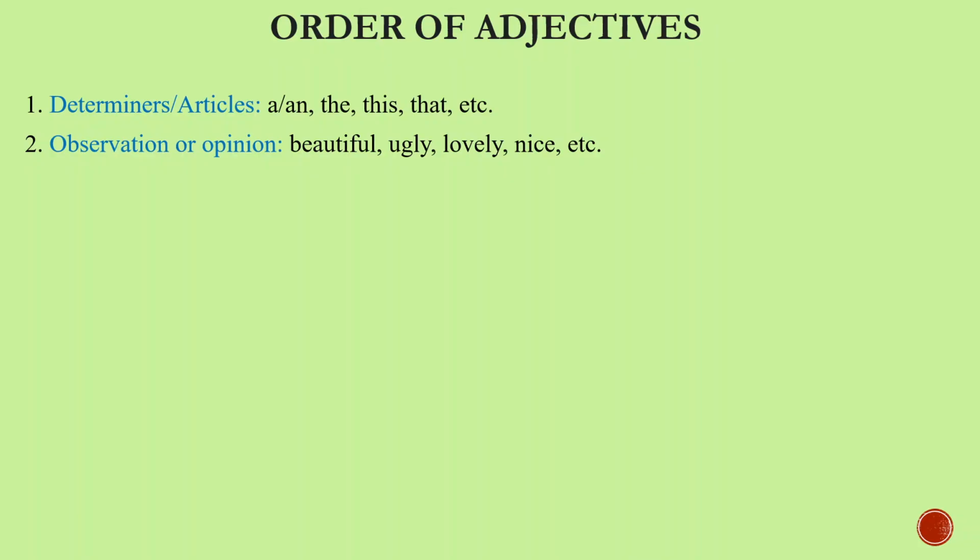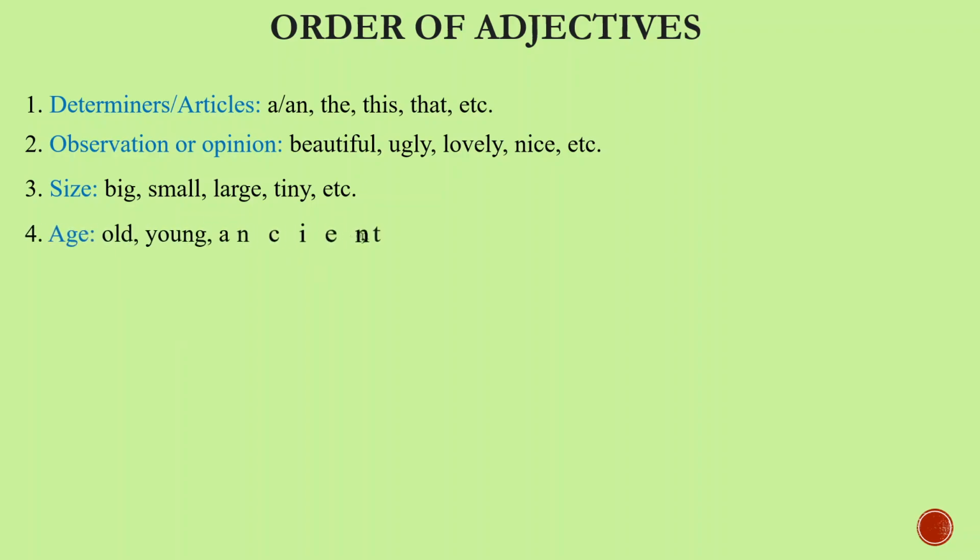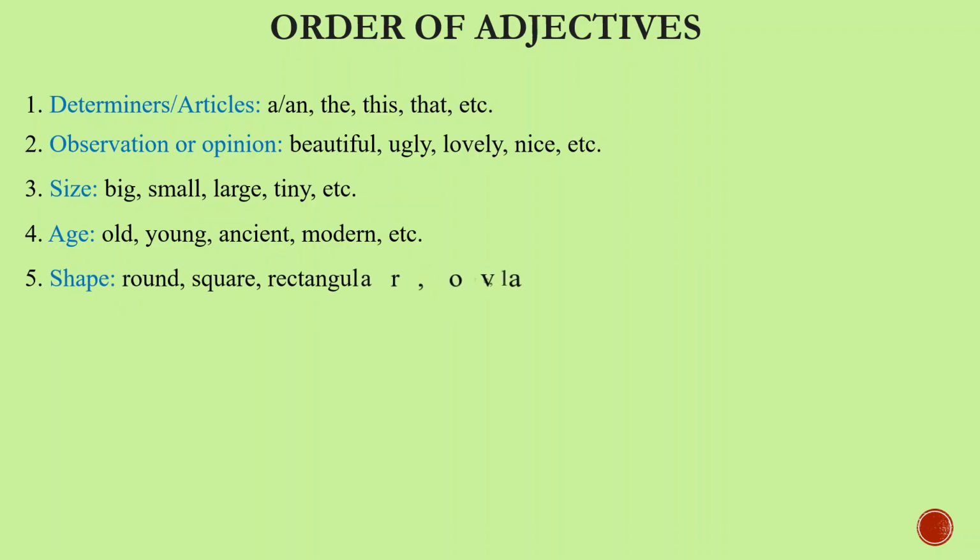Next comes adjectives of observation or opinion, like beautiful, ugly, lovely, nice. Next in order comes the adjectives of size, such as big, small, large, tiny. Then next comes adjectives of age, like old, young, ancient, modern. Then we have adjectives of shape, such as round, square, rectangle, oval. Then we have adjectives of color, like red, blue, green, yellow.